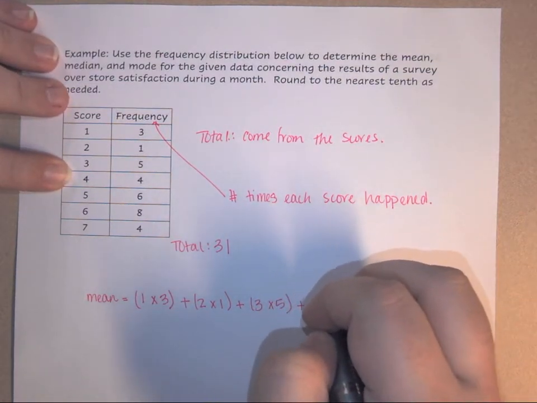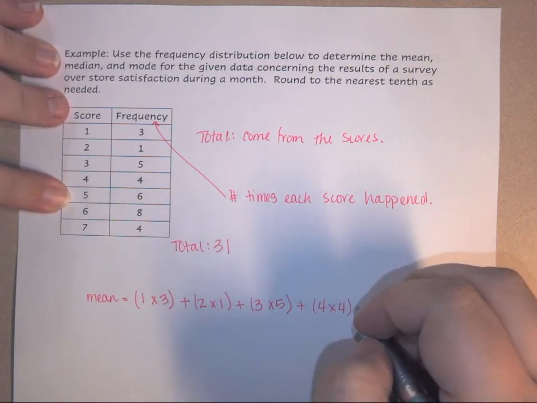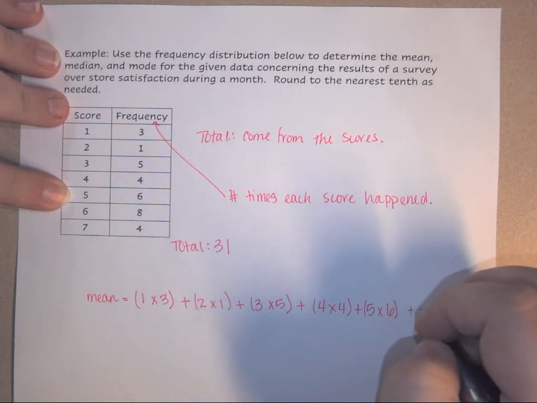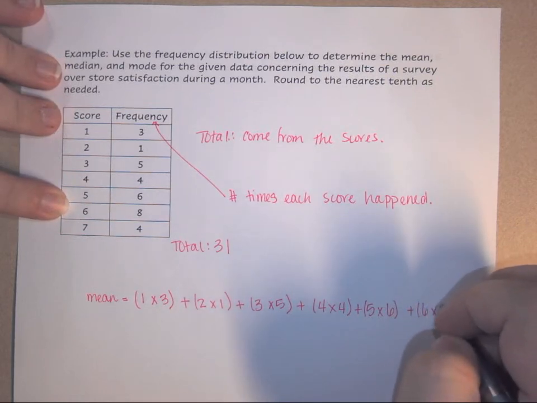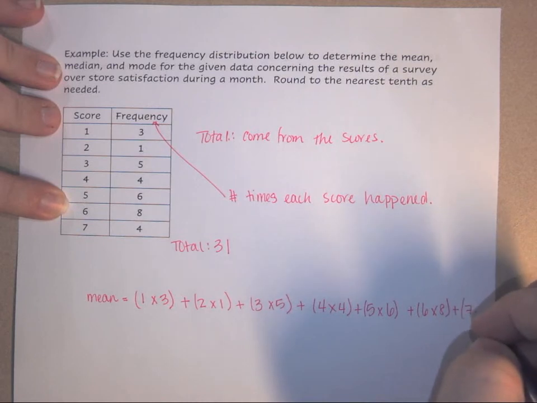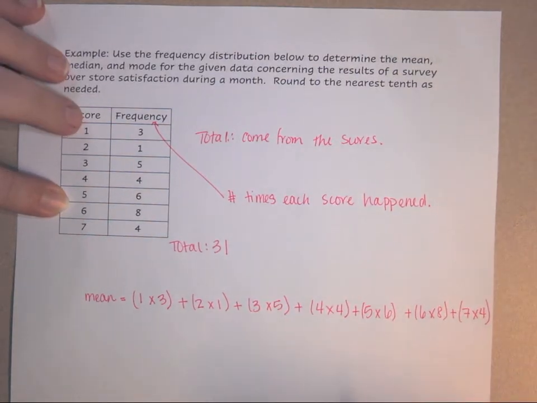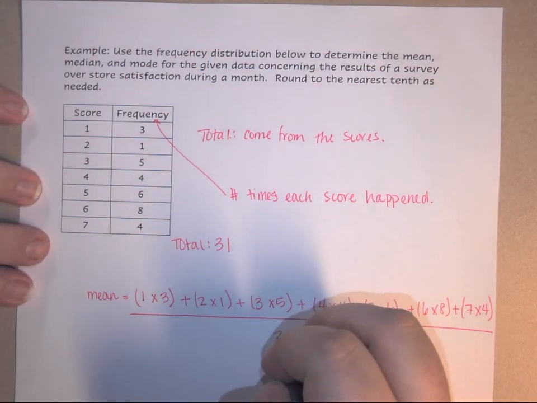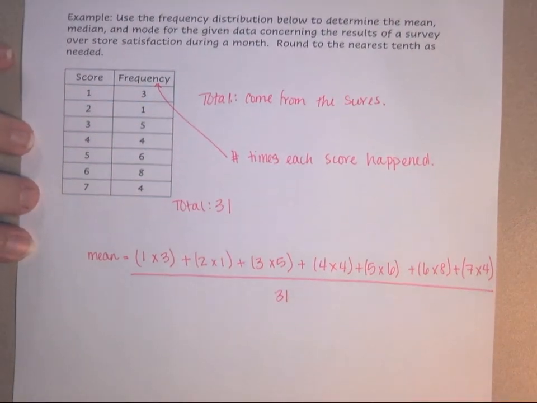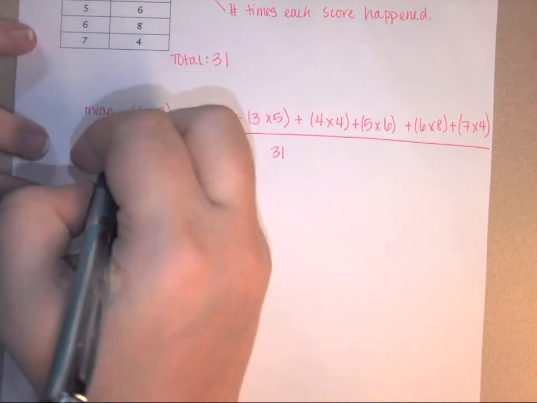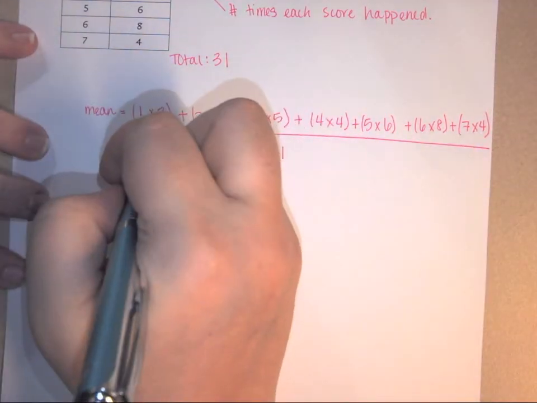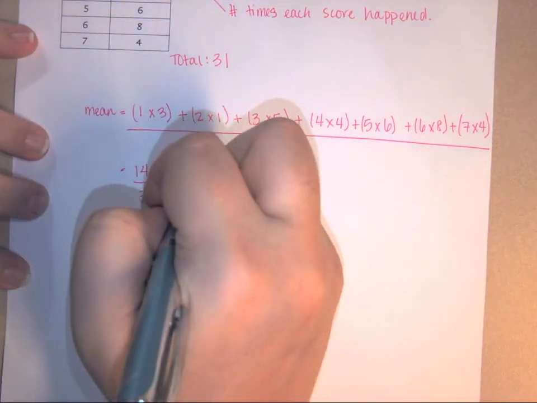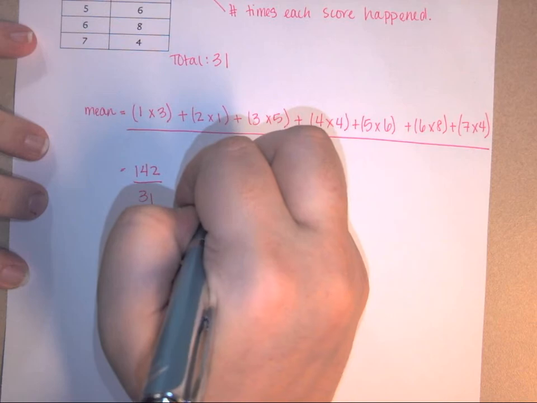I've got my score of 4 times the frequency of 4. I've got my score of 5, which happened 6 times. My score of 6, which happened 8 times. And my score of 7, which happened 4 times. Now this whole thing is going to be over my total, which is 31. So when I complete my numerator here, I'm going to come up with 142 over my 31, which is going to give me a mean of 4.6.